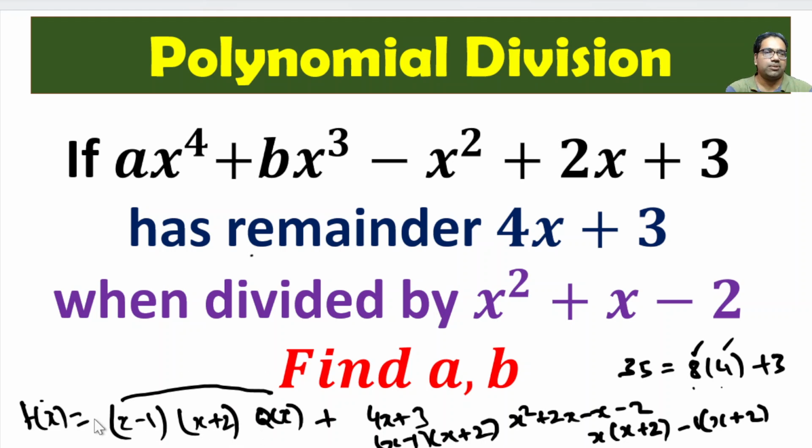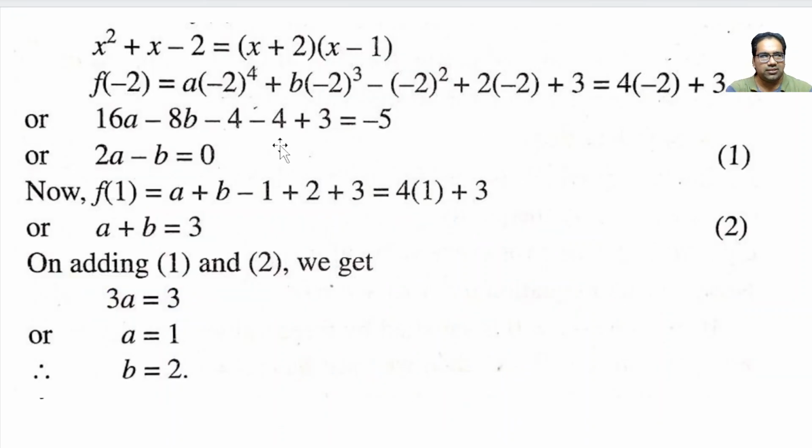So this entire part will become 0. F of minus 2 will become 4 into minus 2 plus 3, which is the other part. 4 into minus 2 plus 3.